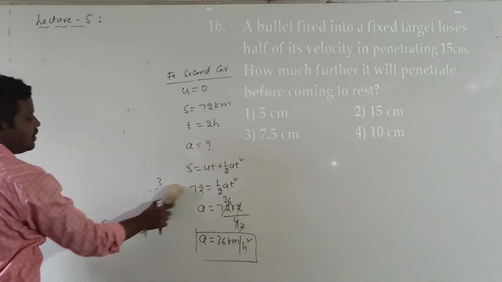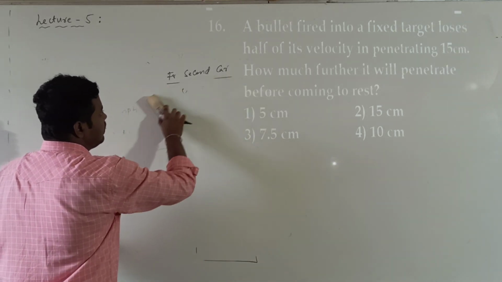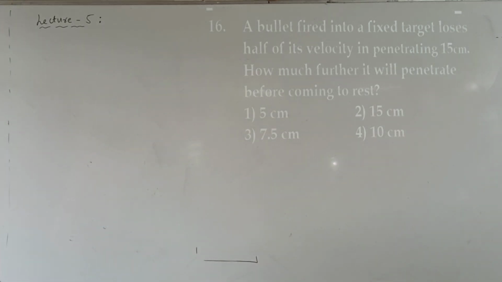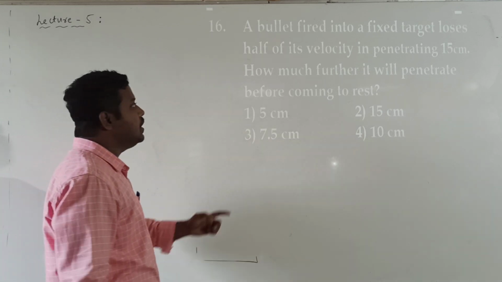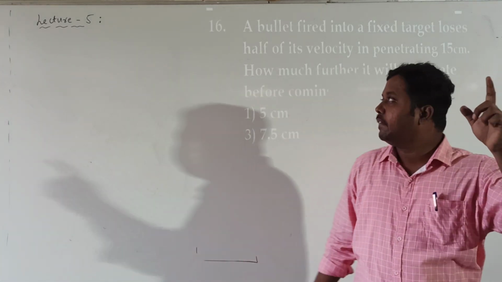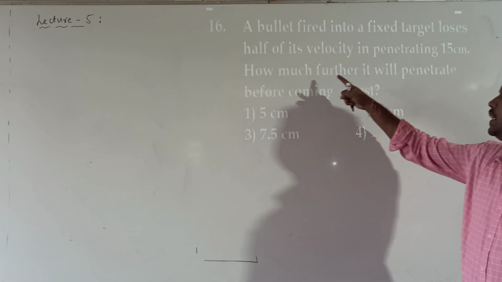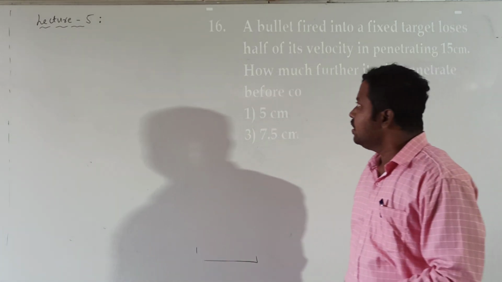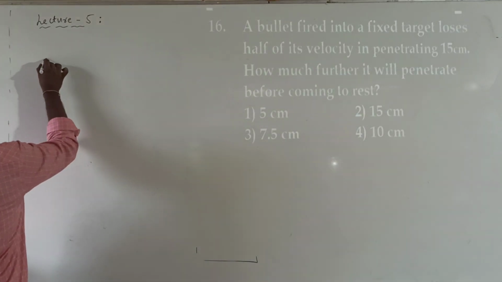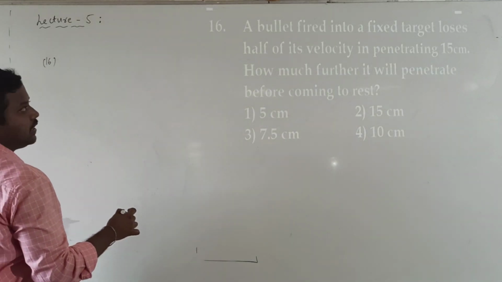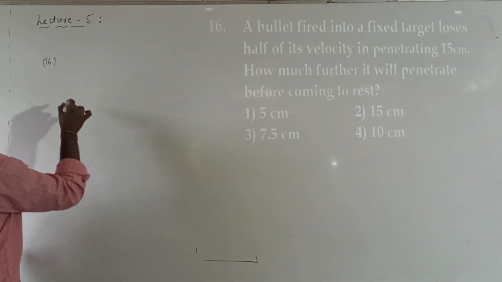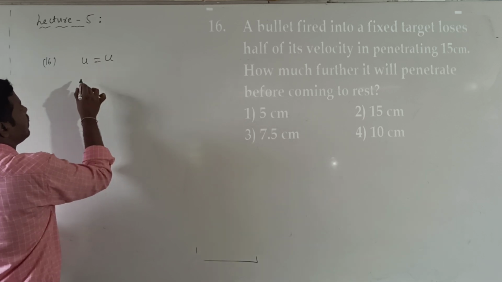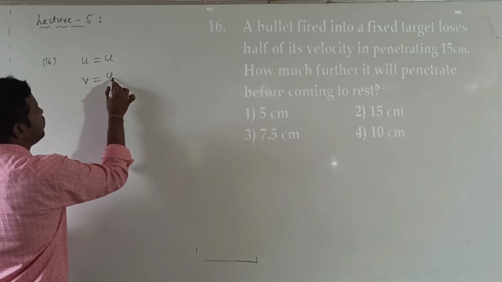So that is question number 16. A bullet is fired into a fixed target, loses half of its velocity while penetrating to a distance of 15 centimeters. How much further distance will it penetrate before coming to rest? So what they mentioned is, initially the bullet is fired into a target. What is the initial velocity? U value, let me call it as U. So V value, let me call it as U by 2.